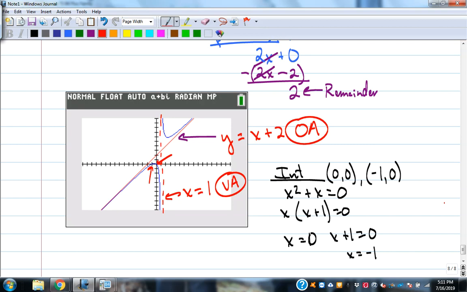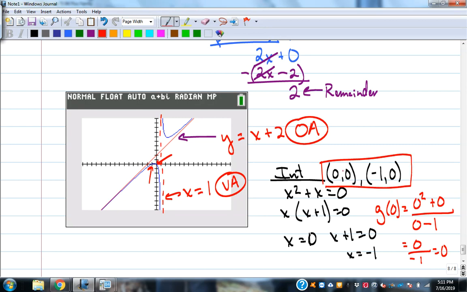And then my y-intercept would be plugging a 0 in for x. So g of 0 would be 0 squared plus 0 over 0 minus 1. That'd be 0 over -1, which is 0. I already have that ordered pair listed, (0, 0). So I have those intercepts, and we see both of those on the graph of that rational function.